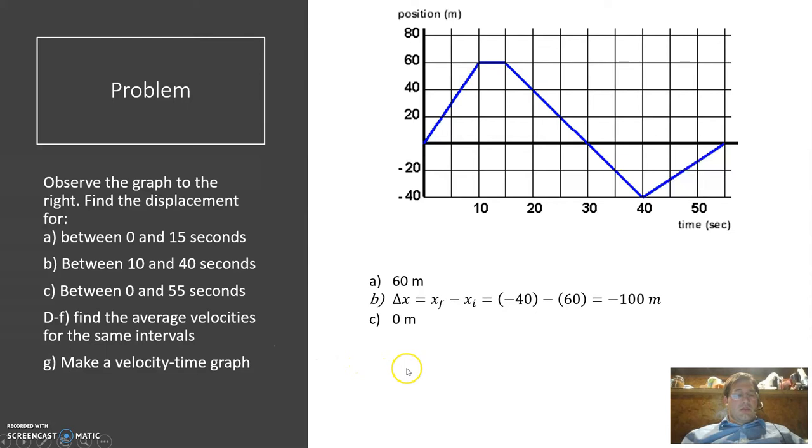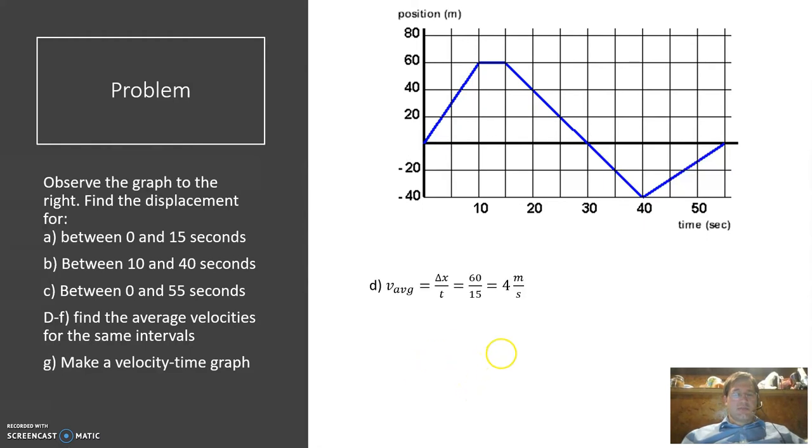Now, if we want to calculate the average velocities of these, it's actually not too bad. Remember that our average velocity formula is displacement over time. So for that first one where we had a displacement of 60, that occurred over 15 seconds. So 60 divided by 15 gives us 4 meters per second. Pretty straightforward. For part E, we're being asked about between that 10 and 40 second mark. And we went negative 100 meters of displacement during that time over 30 seconds. So negative 100 divided by 30 gives us negative 3.33 approximately. And again, that's in meters per second.